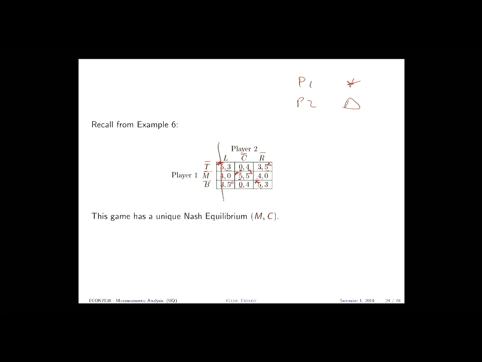So as you can see, here we have many best responses. In fact, at least 3 for each player. But there's only one box that has mutually best response, and that box is MC, star and delta. So if you follow this procedure, it is very unlikely that you miss a Nash equilibrium.